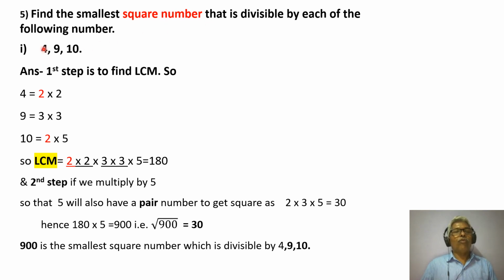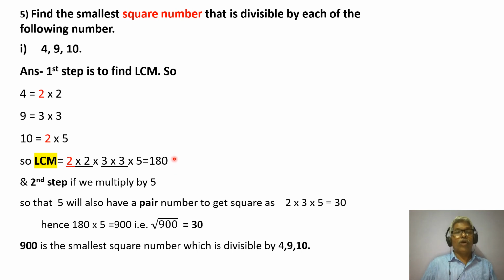Okay, so 4, 9 and 10, let us try to find the LCM first. To find the LCM, we have to factorize this. 4 is equal to 2 into 2, 9 is equal to 3 into 3, and 10 is equal to 2 into 5. To find the LCM, if a similar number appears in two of these numbers, then we can take only one of them. So we are taking these two, then these 3 and 3 and 5. So we are getting 180.